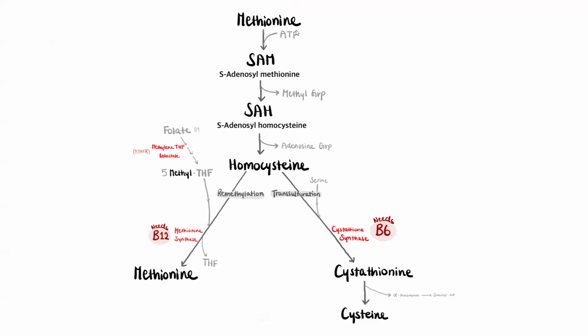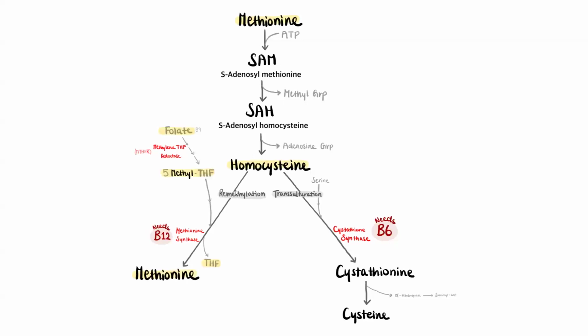We said methionine, you add an adenosine group, it becomes S-adenosyl methionine. Now SAM will give up its methyl group, it becomes S-adenosyl homocysteine. Now when it gives up its adenosine group, it becomes homocysteine. Now we have two options. So let's start with the remethylation pathway. So let's start from up here.